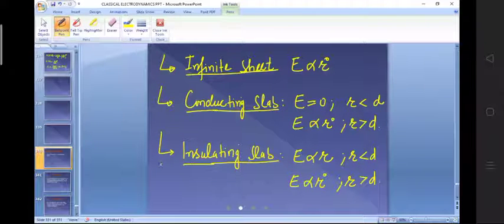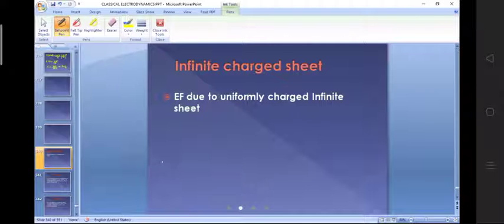We have to calculate the electrostatic field due to the infinite charged sheet, and it is done in David J. Griffiths as well. So we'll be doing it here as well. For example, here we have an infinitely large sheet, like this. Now it is uniformly charged, like this. Now we are supposed to calculate the electrostatic field.